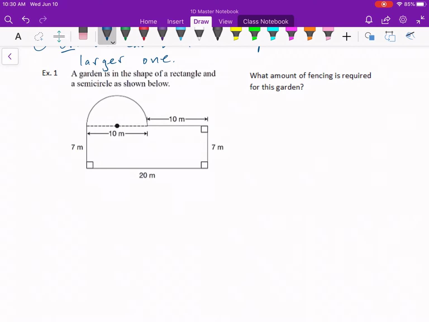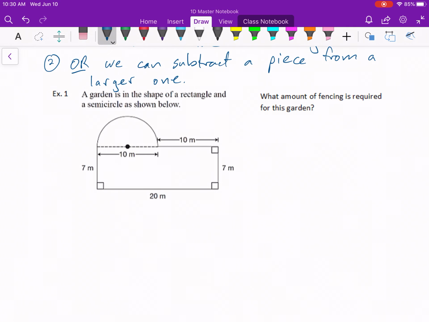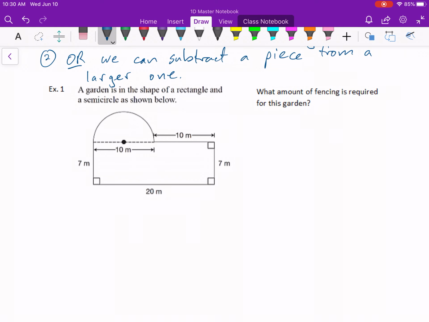First one, a garden is in the shape of a rectangle and a semicircle as shown below. What amount of fencing is required for this garden? Well, in this case, first of all, what do we use fencing for? We use fencing to go around the outside of the garden. So would that be perimeter or area? I assume that you recognize that's perimeter.